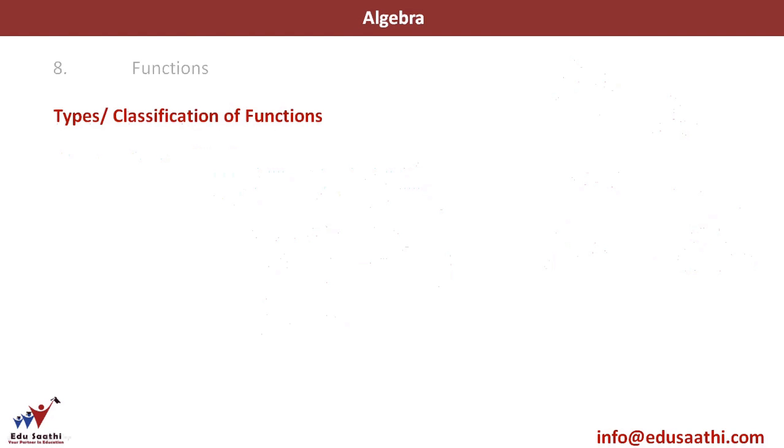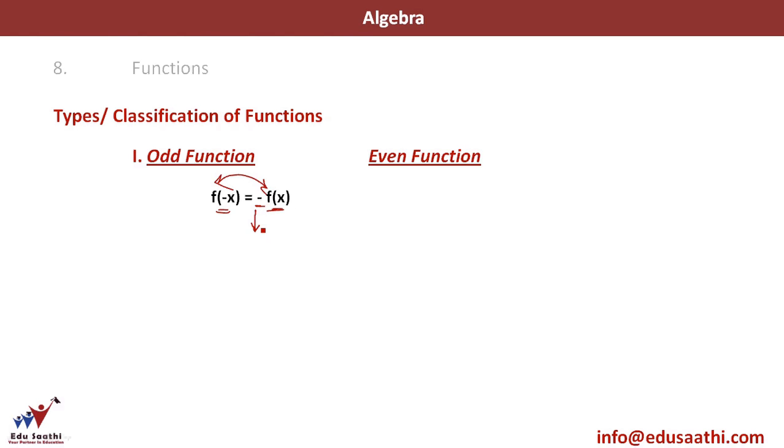The other way we can look at a function is based upon its classification into odd and even. Odd function: if f of minus x is equal to f of x with a negative sign. So if you find out the value for f(x) and the value of f of minus x, and the value is coming out to be the same in magnitude but opposite in sign, that kind of function is referred to as an odd function.